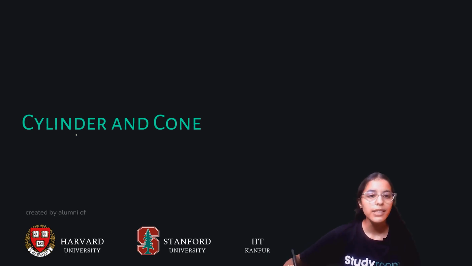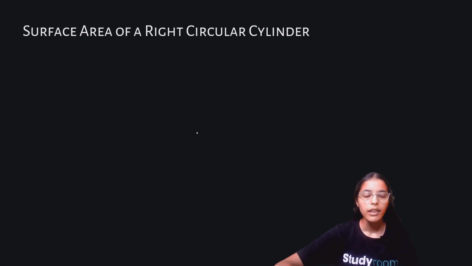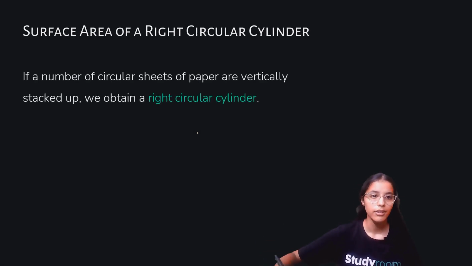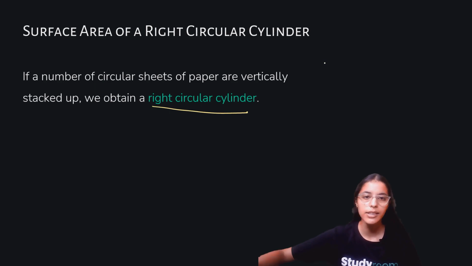Now we will learn about cylinders and cones. Now, surface area of a right circular cylinder. If a number of circular sheets of paper are vertically stacked, we will obtain a right circular cylinder.